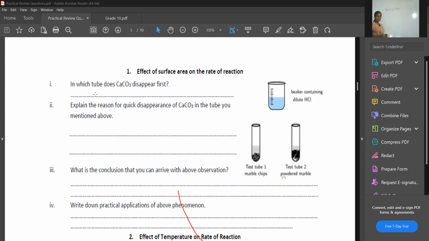Reaction rate, right? We know that when a chemical reaction is going on, the things or the components, or we can say the substances that participate in the reaction, we name as reactants.